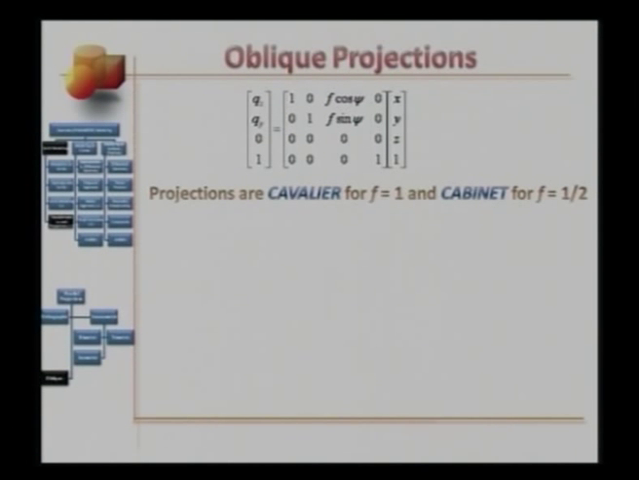The corresponding transformation matrix for an oblique projection will then be given by this 4x4 matrix here, with entries 1, 0, F times cosine psi, 0; 0, 1, F times sine psi, 0; all zeros in the third row because z is 0 for the projection; and the three entries as 0 in the fourth row, the last entry being 1. These will represent points in Cartesian space, and these will represent the coordinates of the corresponding oblique projections on the xy plane.